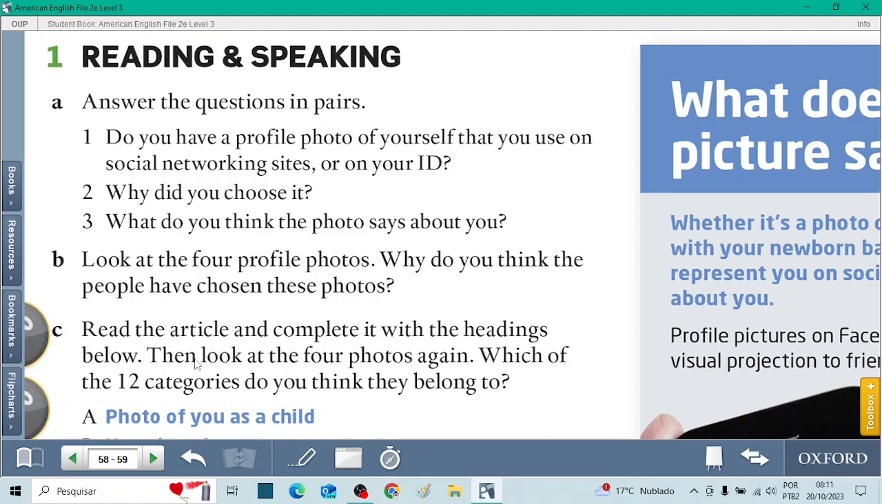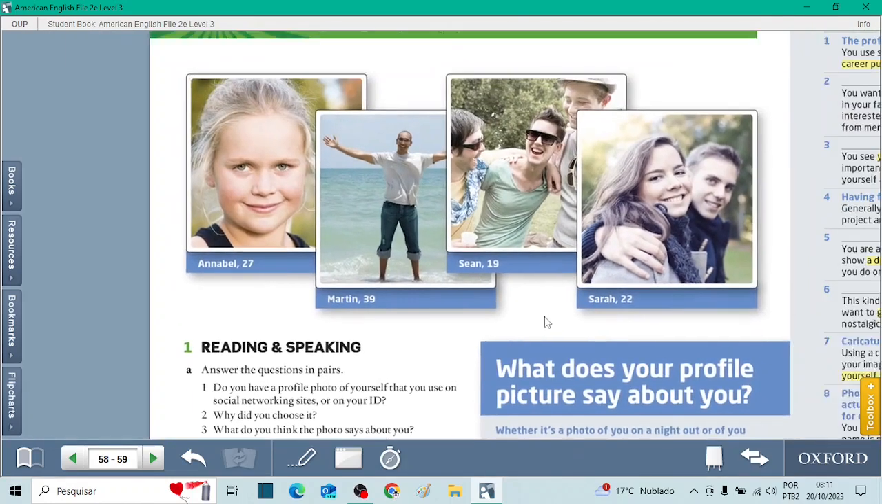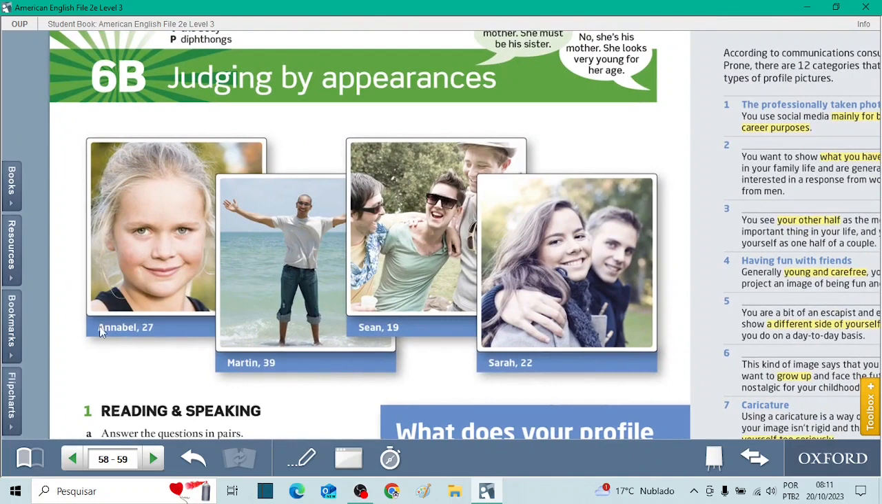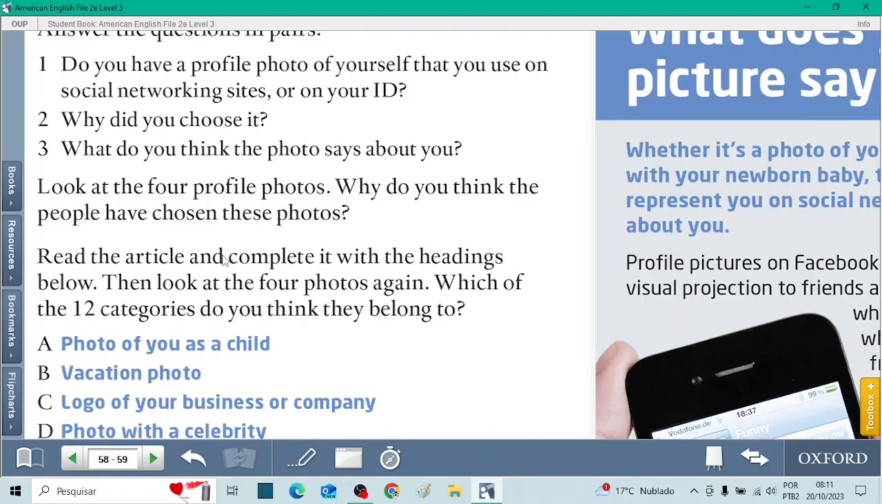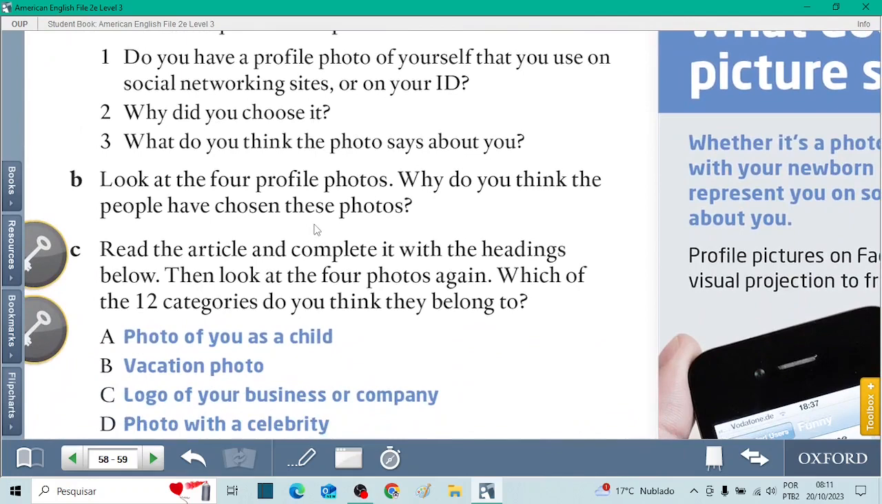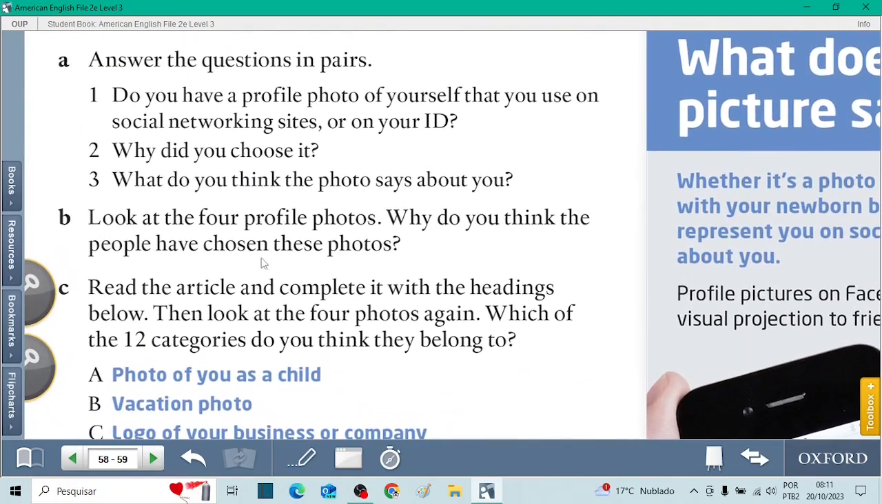Okay, so now in B, look at the four profile photos. Do you think the people have chosen these photos? Here are the four profile photos. Did they choose them? Okay, so what do you think, have the people chosen these photos?